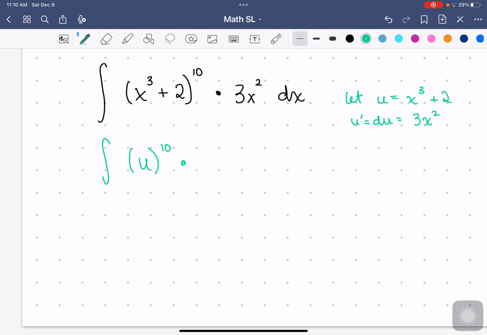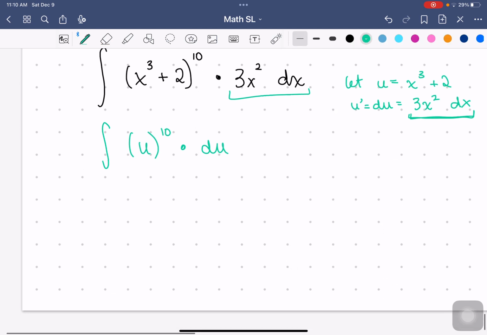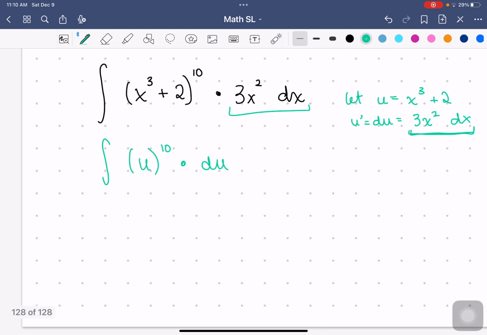So u to the power of 10 times du, which is this. Oops, sorry, I forgot the dx here. This. Look, they're the same. We didn't even have to do anything. How beautiful. Okay. Now we actually need to do the integrating part. So here, look, it's familiar. It's u to the power of 10.